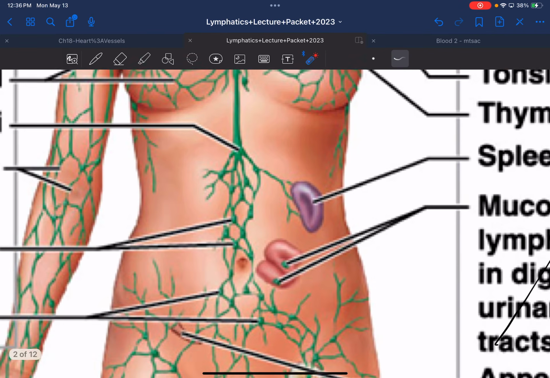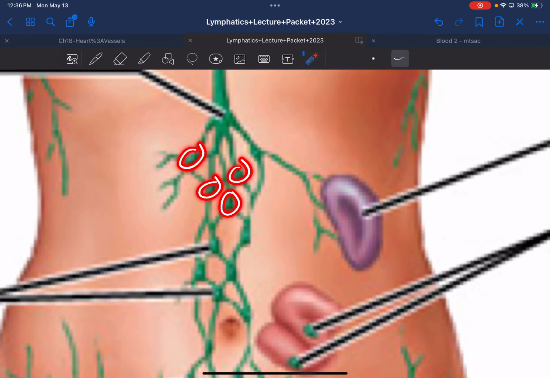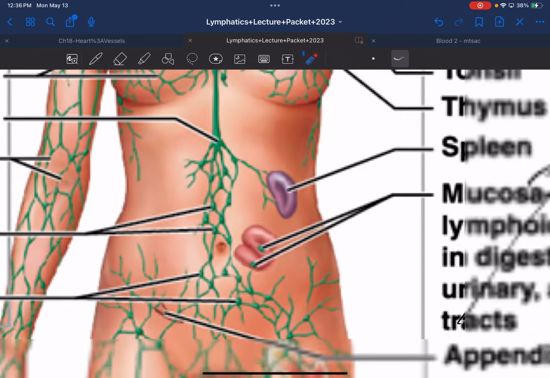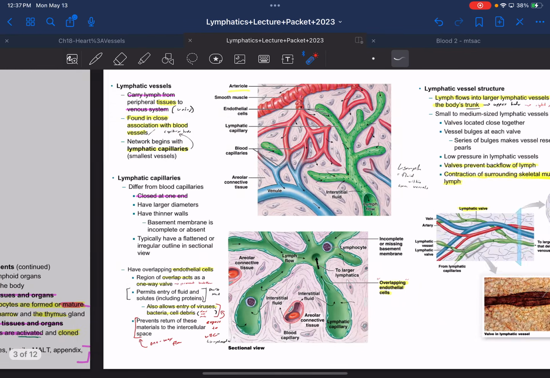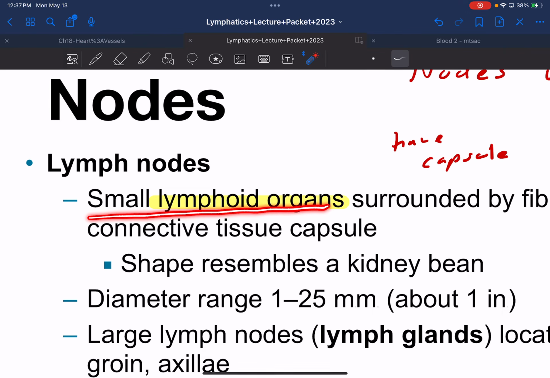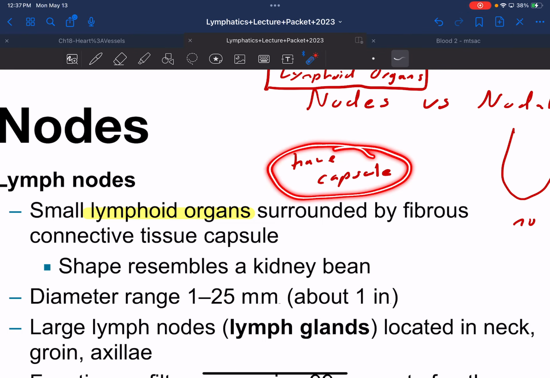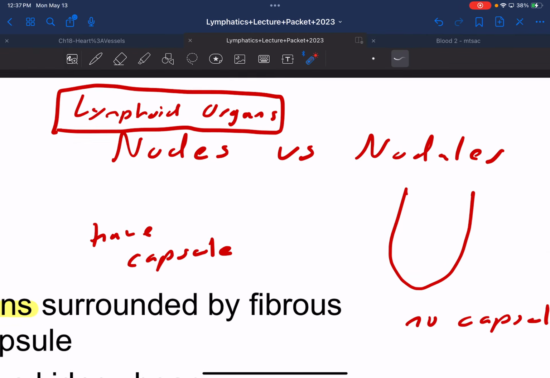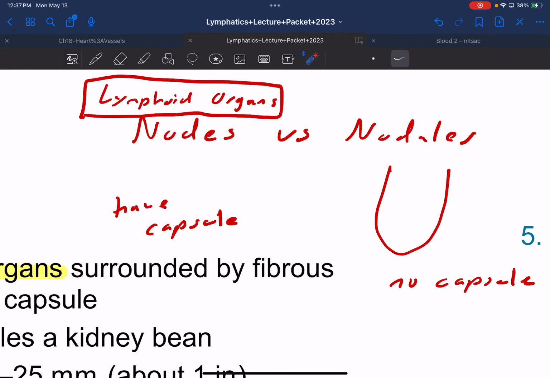But before they get there, they have to go through all of these clusters. So that lymph is traveling and it goes through a cluster. Traveling, goes through a cluster. And so it's bringing back fluid, and it has to go through all those clusters. And those clusters, at the end of the day, are small lymphoid organs. And if you're an organ, that means that you have a capsule. So I hope by now you know the difference between lymphoid organs and nodules. And be careful, because the words nodes and nodules sound eerily similar. So nodes are lymphoid organs, nodules are not. And the examples of nodules are the tonsils.